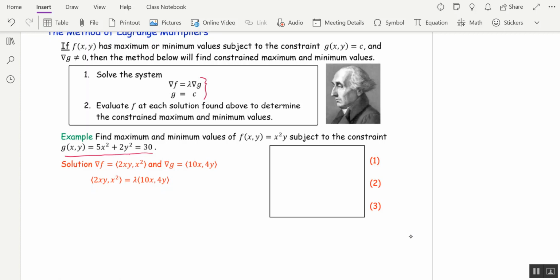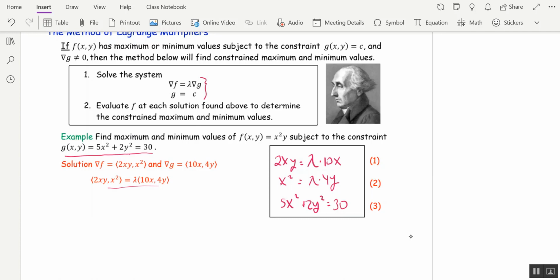So our solution: I found del F, I found del G, and I want to set del F equal to lambda del G. That's going to give me two equations. The first one, I set the x coordinates equal. So 2xy equals lambda times 10x. The second equation will be x squared equals lambda times 4y. And the third equation is always the constraint. So 5x squared plus 2y squared equals 30.